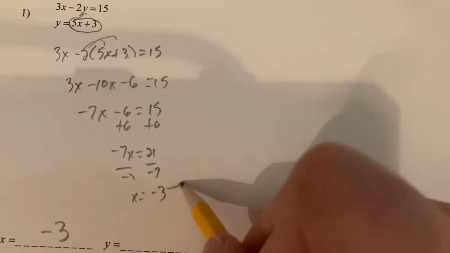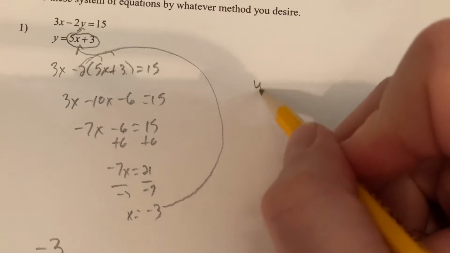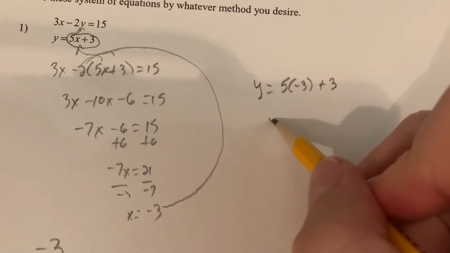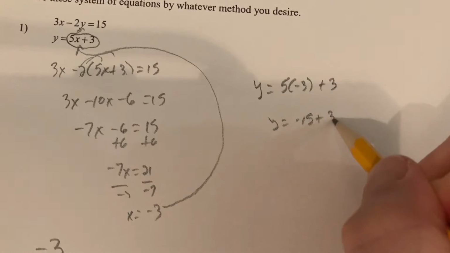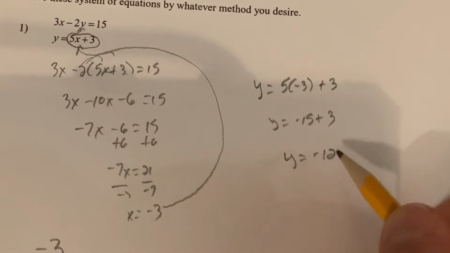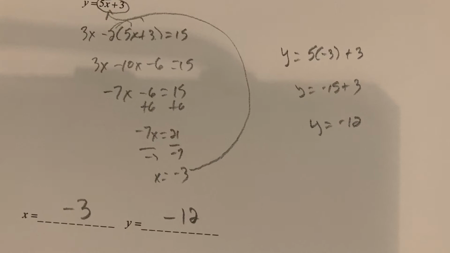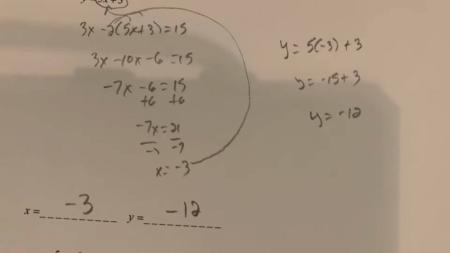All right, so take that negative 3, put it right back in there for x. So y is equal to 5 times negative 3 plus 3. That's negative 15 plus 3, which is negative 12. Okay, so just got to be a little careful, but not too bad there.